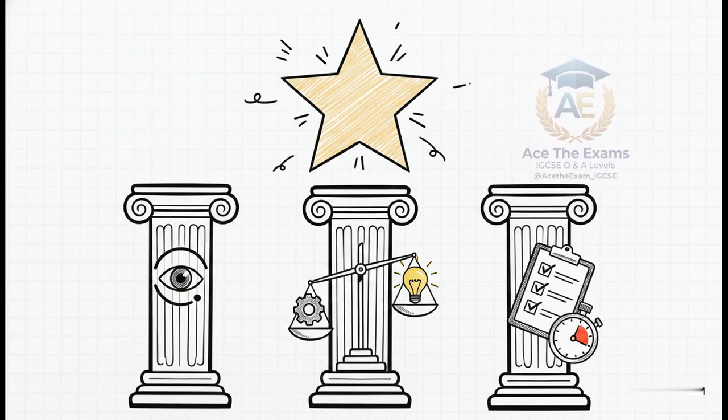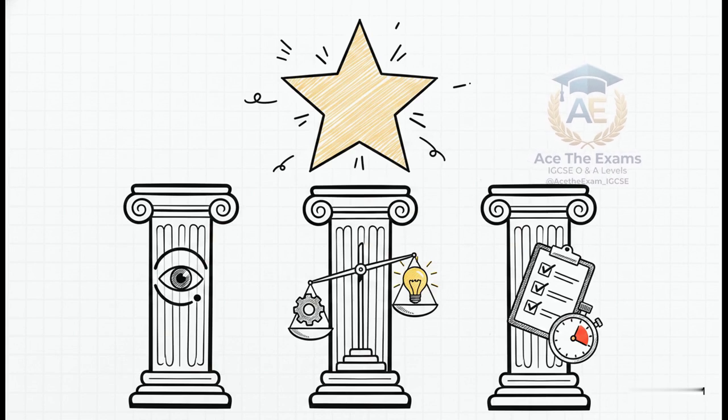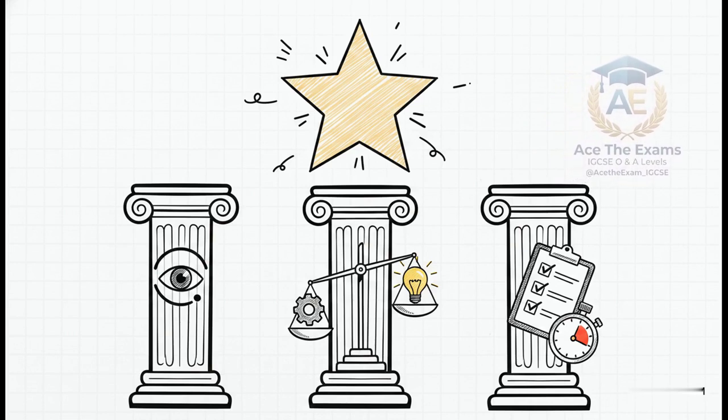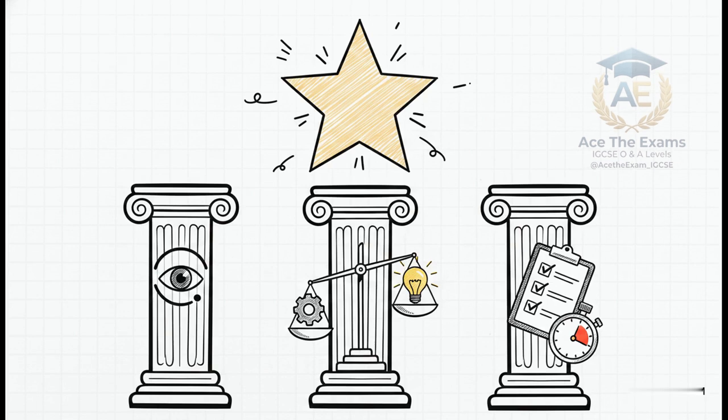Pillar 3, the last 5 minutes review checklist. This is absolutely crucial. Verify your formats, double-check your dates, ensure your terminology is incredibly precise, and confirm that your final evaluative conclusion actually answers the specific question the examiner asked, not the question you wish they asked.